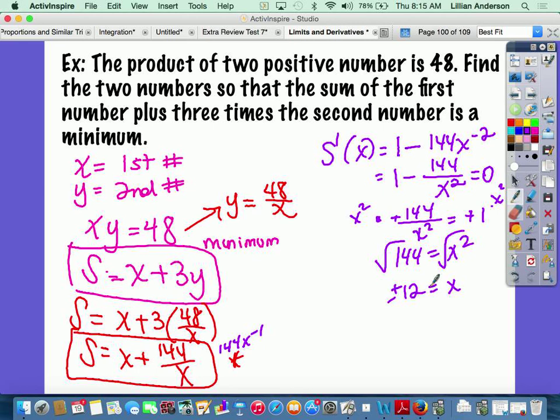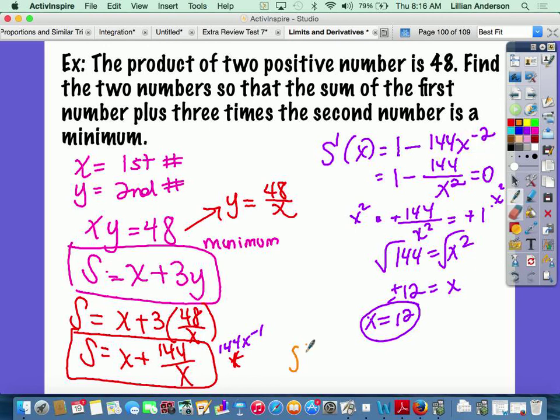Now, I only want positive numbers here. So the only x value I'm concerned about is the positive 12. That's the x number that I'm concerned about. So I need to make sure that this is indeed a minimum. So in order to determine if x, a critical point, a critical number, is a minimum, I have to plug it into my second derivative.